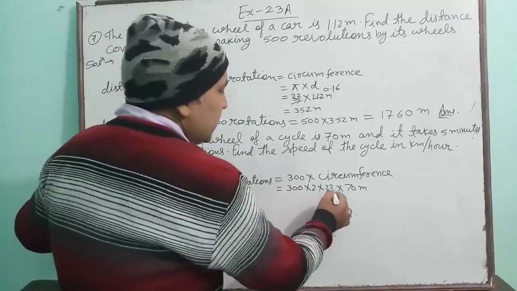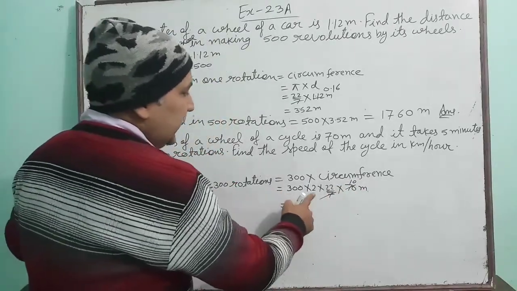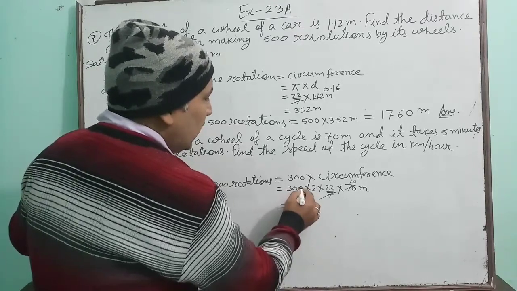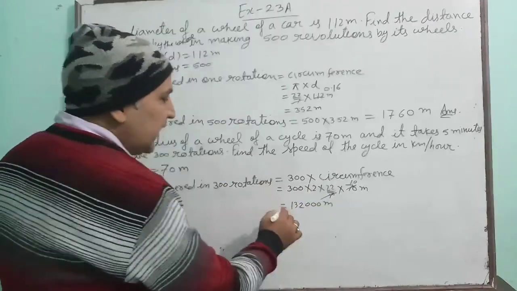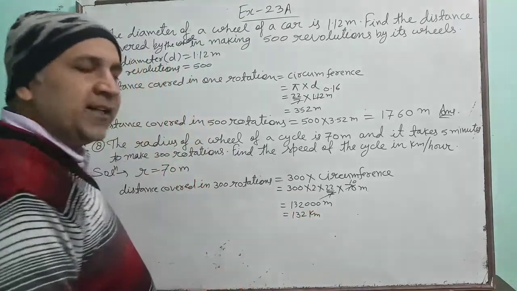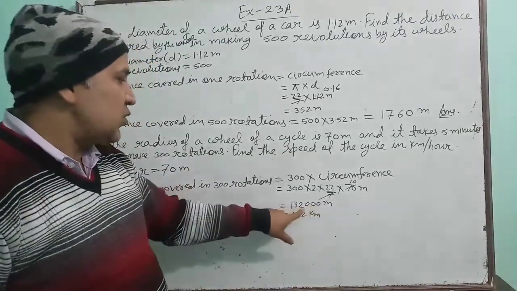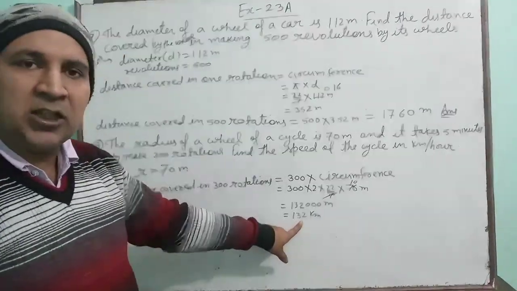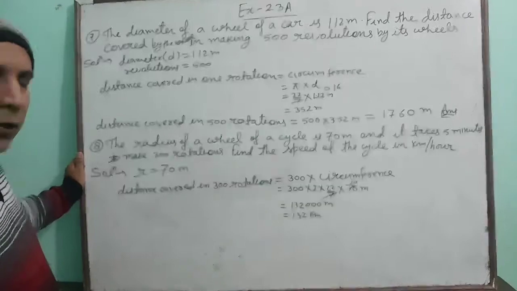Okay. Now solve it. 7 divides 70 by 10 times. 3 2s are 6, 6 2s are 12 and 1 is 13. And then 1, 2, 3, and 3 times 0. See children, if we convert it into kilometer, it will become 132 kilometer, because 1000 meter is equal to 1 kilometer. So 132,000 will be divided by 1000, then you will get 132. So distance in 300 rotations is 132 kilometer.